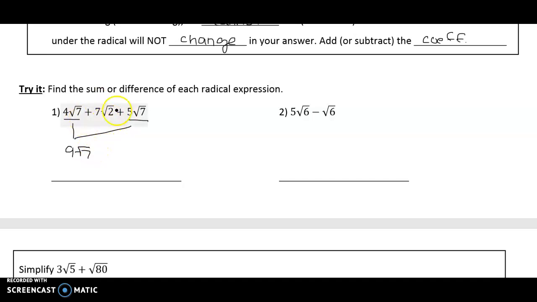People are like, okay, but what about this one? If you cannot combine it with these two, you literally leave it as part of your answer. So our answer is 9 radical 7 plus 7 radical 2, because this one was not the same, so it could not be added to 9. So look at this one. Are they like terms? Try it out, pause it. They are. This is just saying 5 radical 6's minus 1 radical 6 is 4 radical 6.